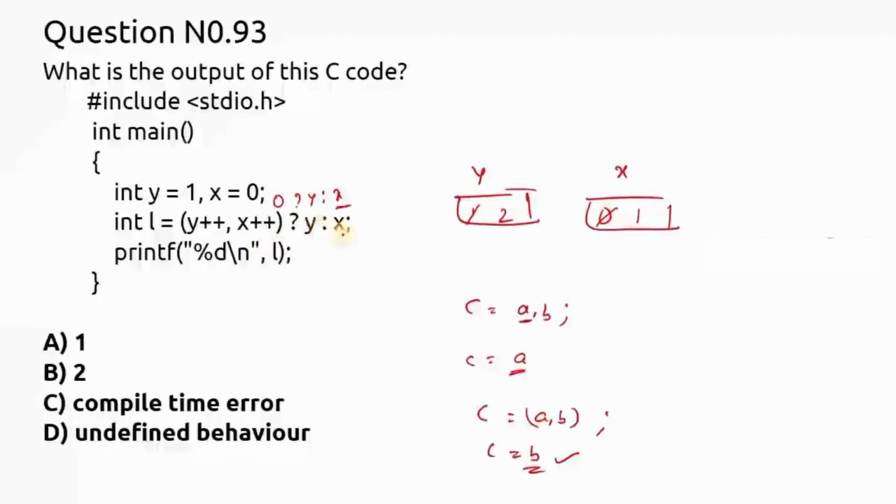Now which value are you printing, Y or X? Only X, because the value is 0. So what is the X value? 1. 1 will be assigned to L. So the answer is 1. Remember this point clearly. So the answer is A.